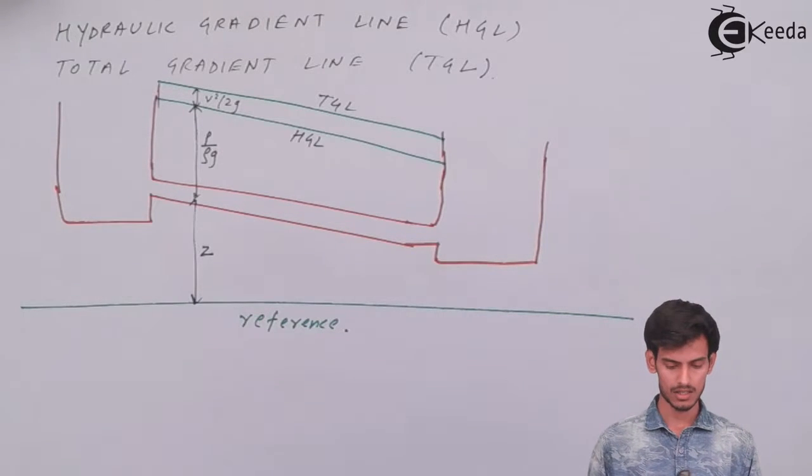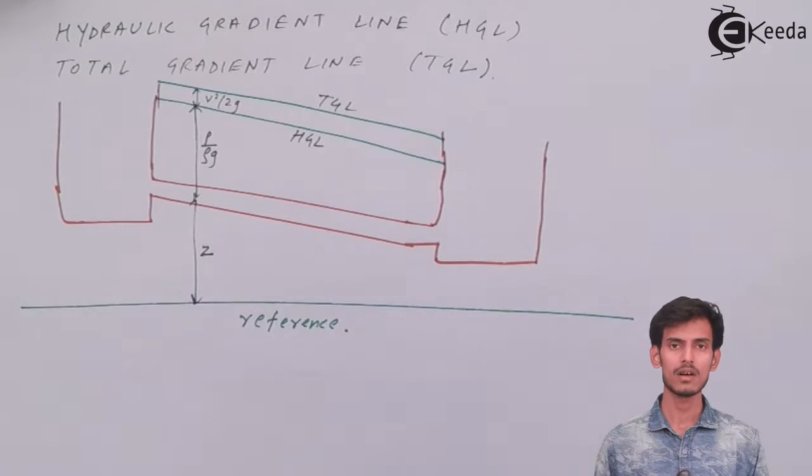Total energy line is the summation of velocity head, pressure head and datum head. Hydraulic gradient line is the summation of pressure head and datum head.